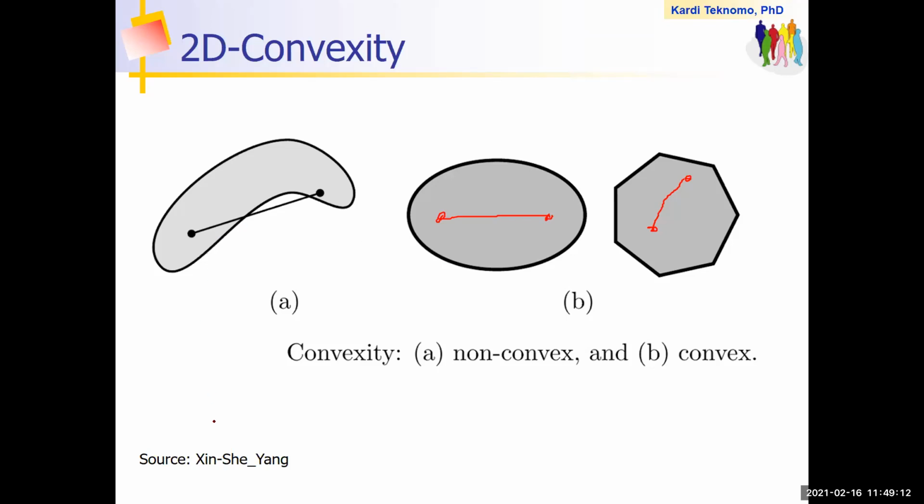But if I put a point in the non-convex one here, yes, if I put it here, it's within, but if I put it here, it's actually outside. The line is outside the shaded area. So that means if the line is outside the shaded area, it is non-convex.